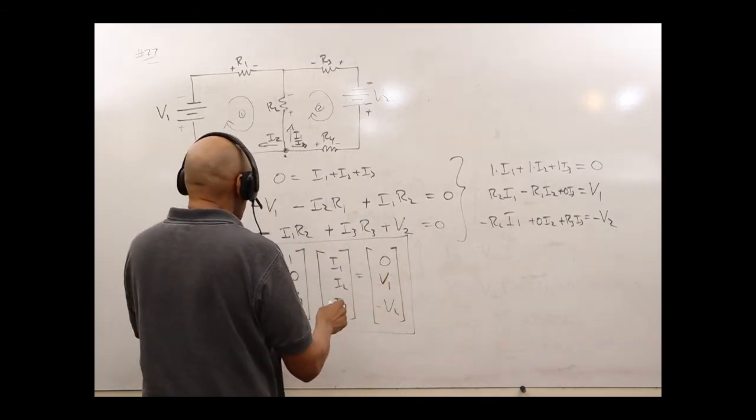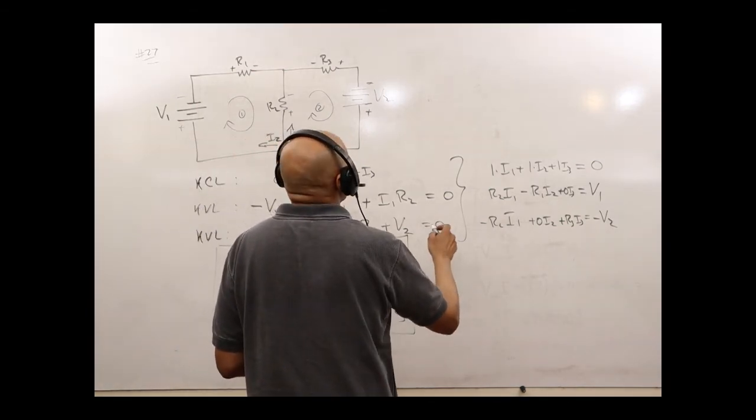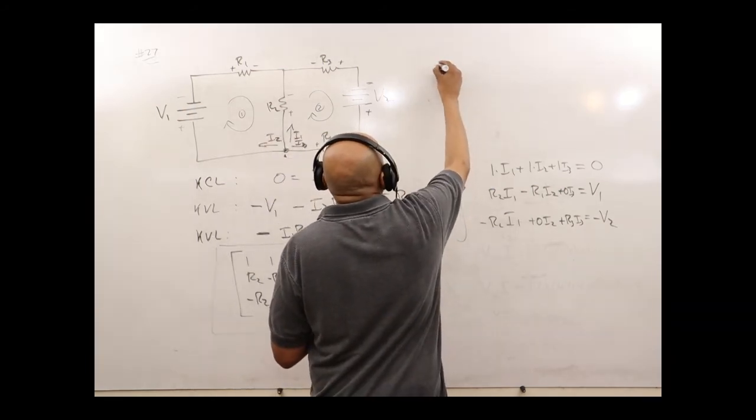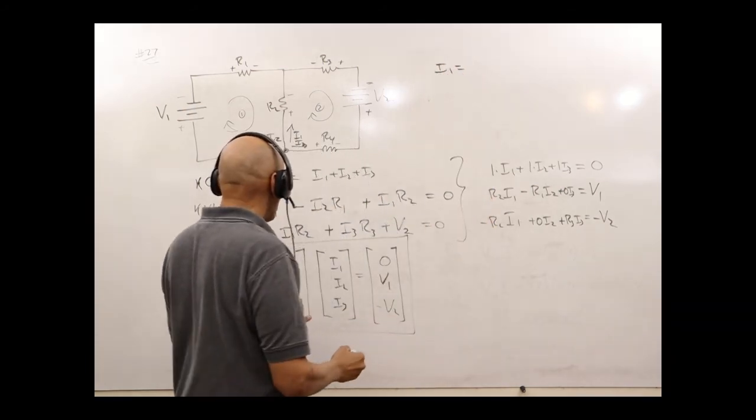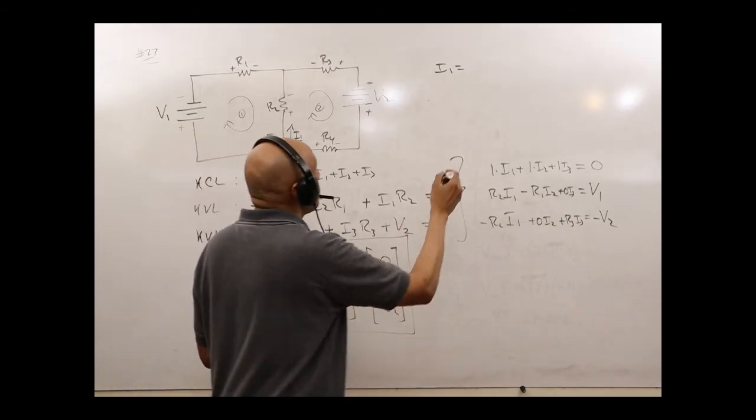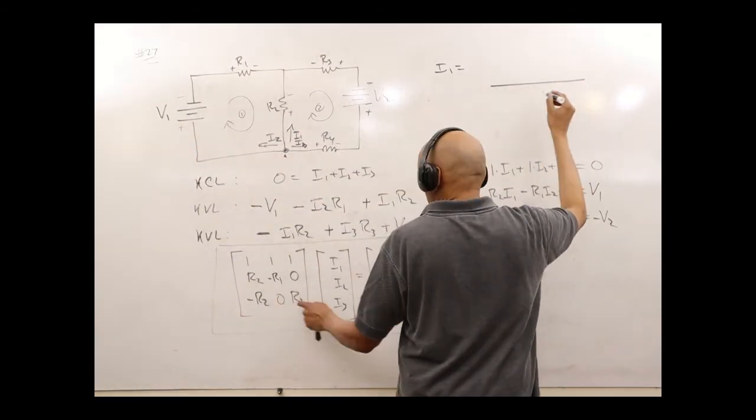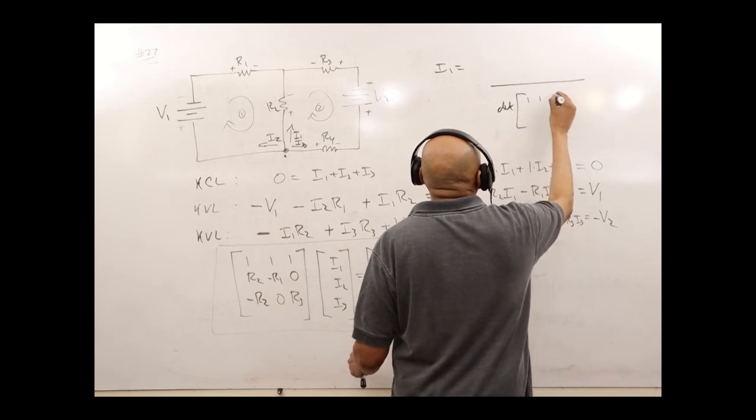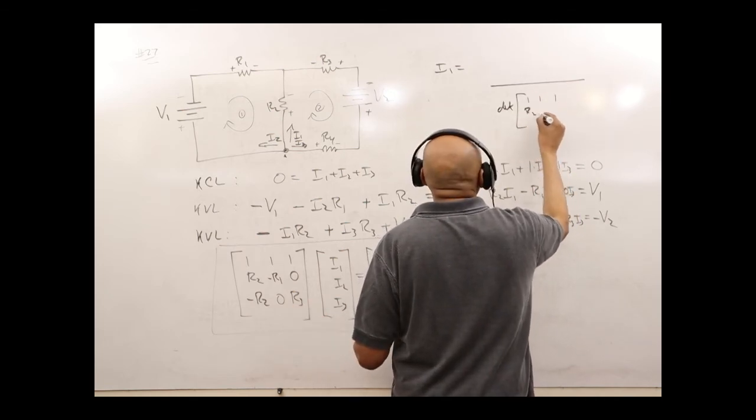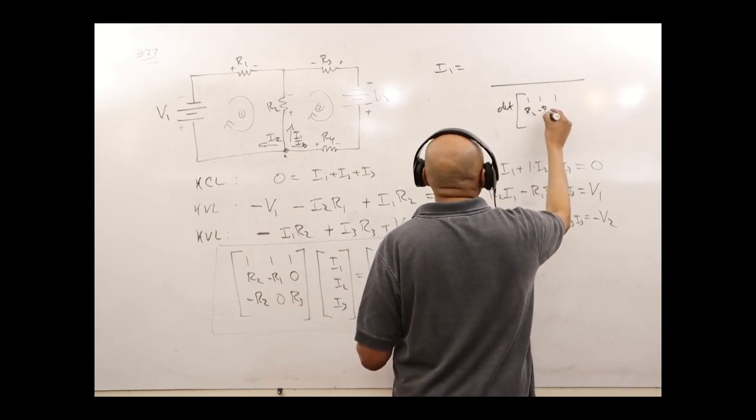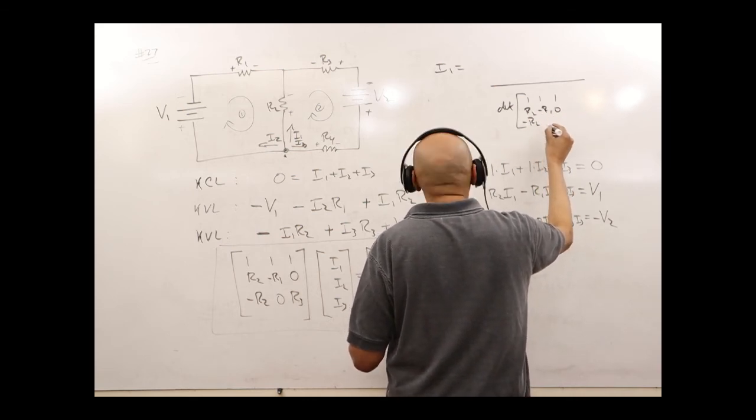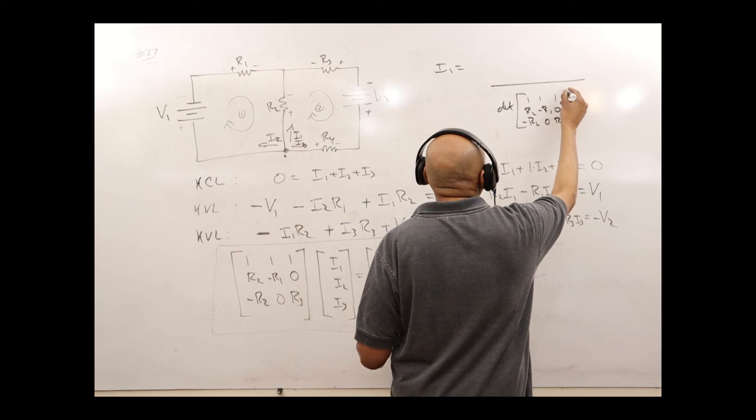So let's calculate I1. What is I1? I think I can, let's put I1 over here. So I1 is the ratio of two determinants. So the bottom determinant is going to be always the same, this matrix. So it's the determinant 1, 1, 1, R2 minus R1, 0, minus R2, 0, R3.